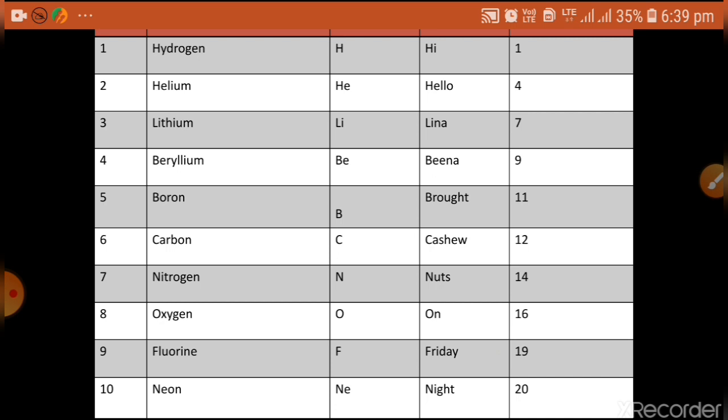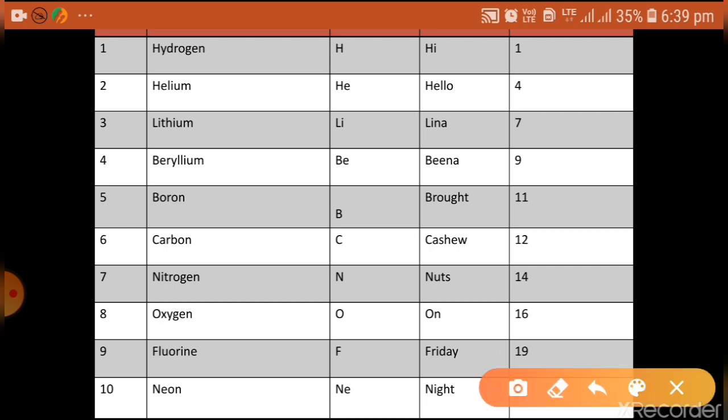Now, this trick you have already studied in the previous class. Still, I have given it because some of you might have forgotten. Now, how to remember the atomic mass of these? So these are the atomic masses. These are all atomic masses.